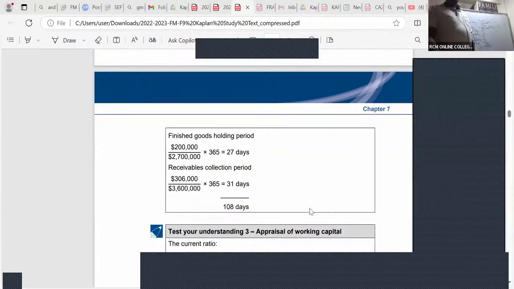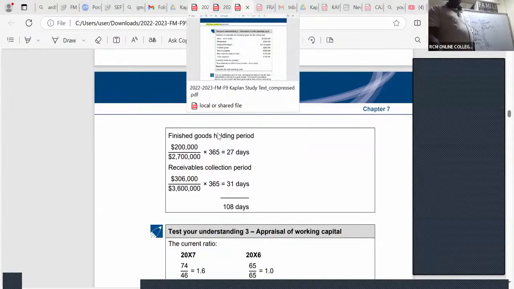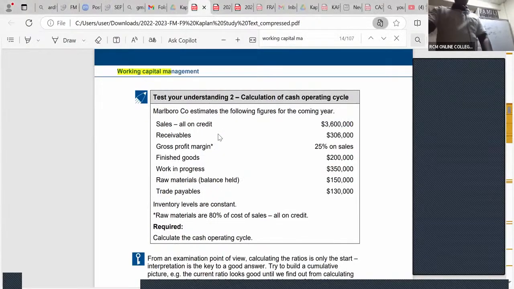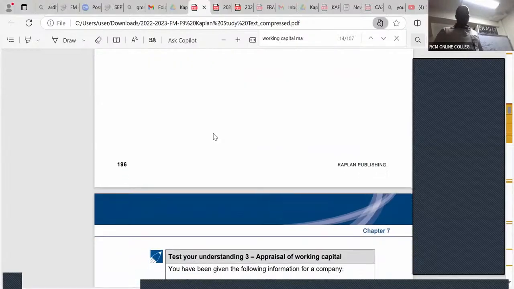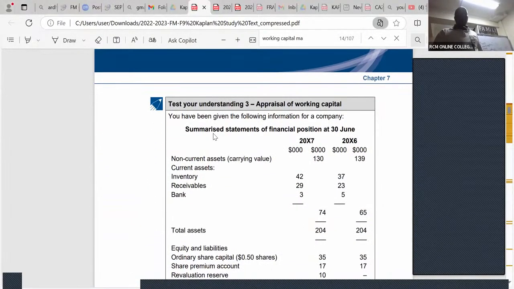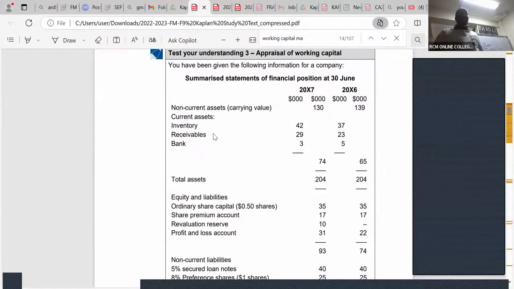All right. So, ladies and gentlemen, what I would expect is for you to look at this question that you are now doing on your own. Test your understanding 3, you are doing it on your own. You see now, this is what is normally tested in your exam.